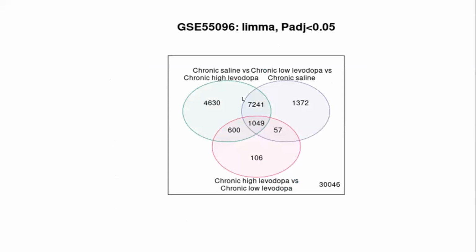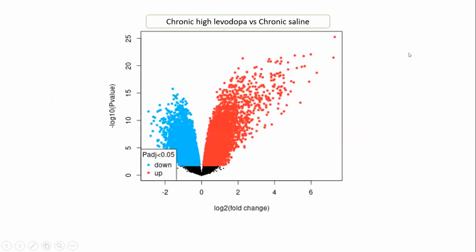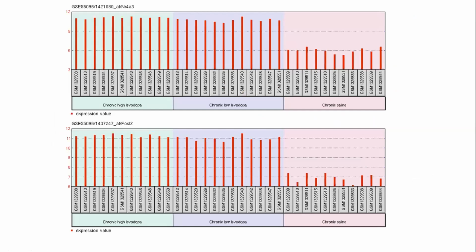And we found 1,049 genes that were intersecting between these three groups. And we checked the volcano plot, and this is how the volcano plot looks for chronic low levodopa versus saline, and chronic high levodopa versus chronic low levodopa. And this is for chronic high levodopa versus chronic saline. Saline was just a control group.